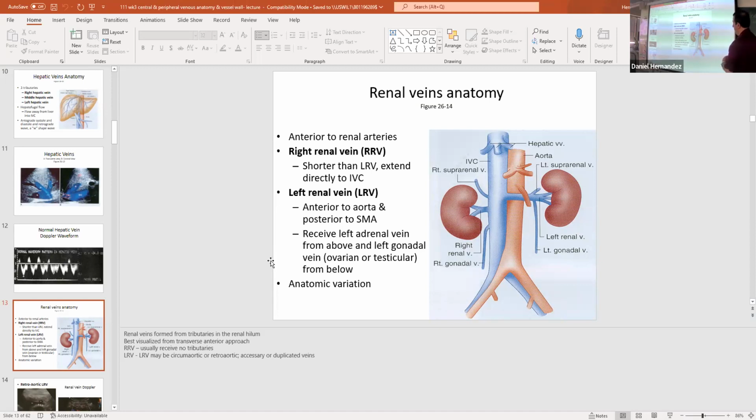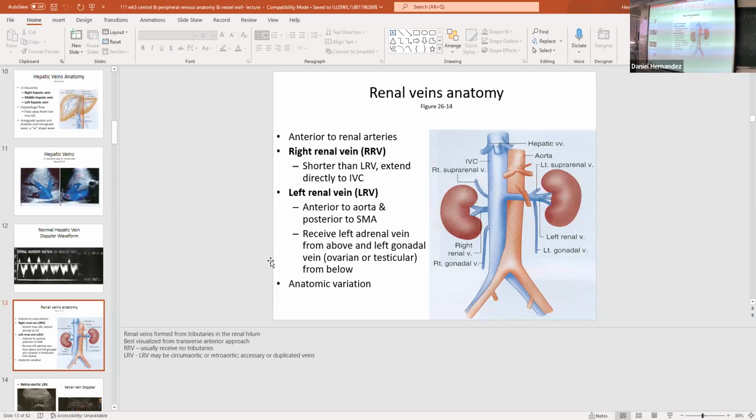The right renal vein is shorter than the left renal vein and extends directly to the IVC. So IVC is on the patient's right, and the right kidney is on the patient's right. Just thinking of it logically, that right renal vein should be much shorter compared to the left renal vein, because the left renal vein's got to go from the left kidney, cross over midline and get to the IVC, which sits on the patient's right.